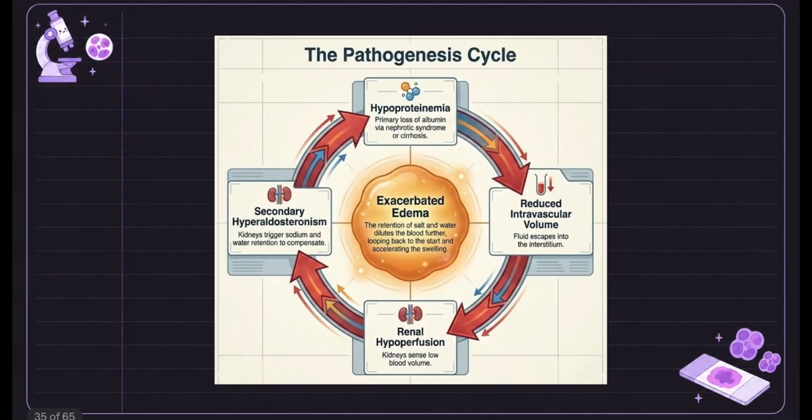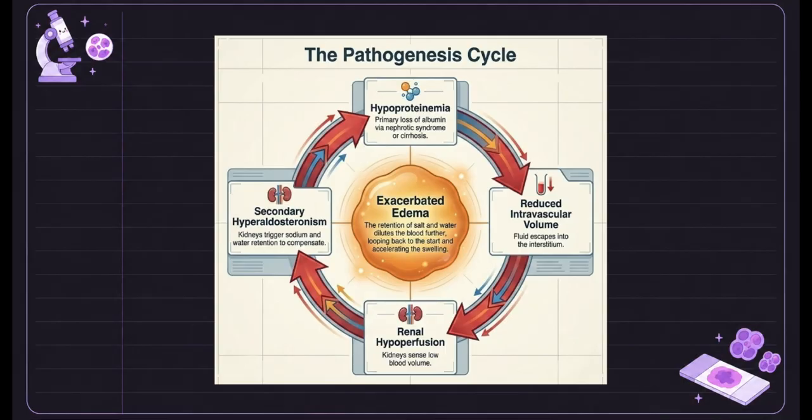These 4 structural failures don't just happen in isolation. They actively compound on one another. They form a continuous worsening pathogenesis cycle. One failure feeds directly into the next, steadily accelerating the swelling in the tissues. Let's walk through this cycle.